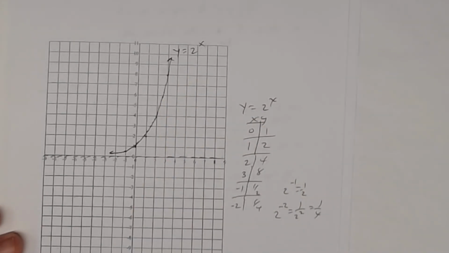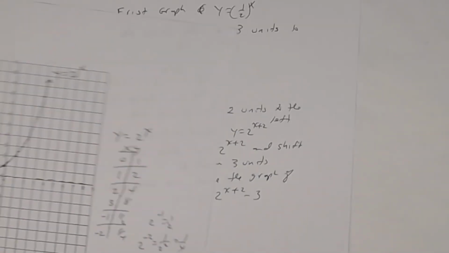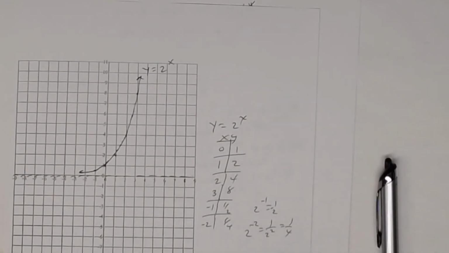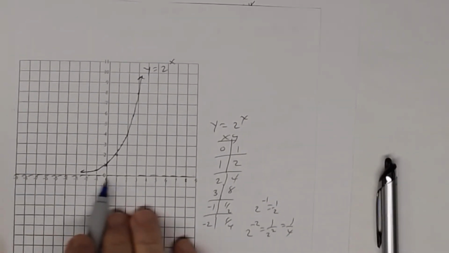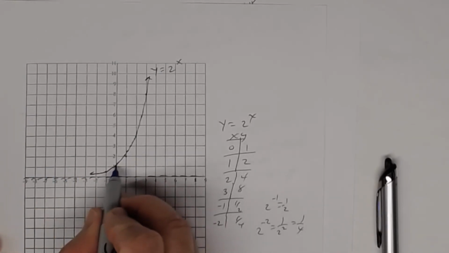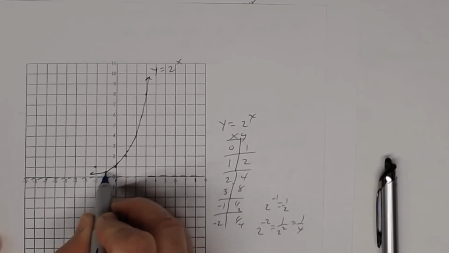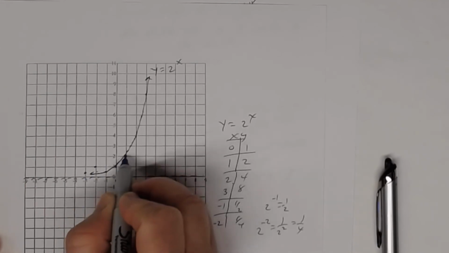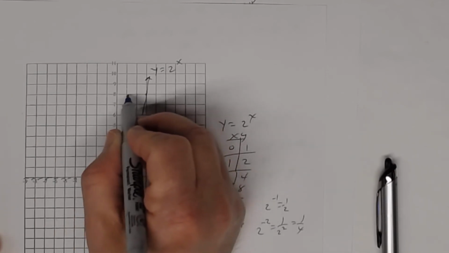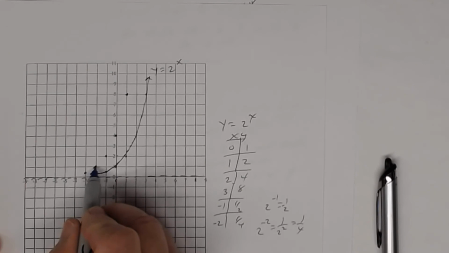So then the next thing I want to do is shift this 2 units to the left. When I shift that 2 units to the left, notice my horizontal asymptote stays the same because I'm moving it to the left. So I'm going to move every point to the left. 1, 2, 1, 2, 1, 2, and then 1, 2. Okay, so now that looks like this.